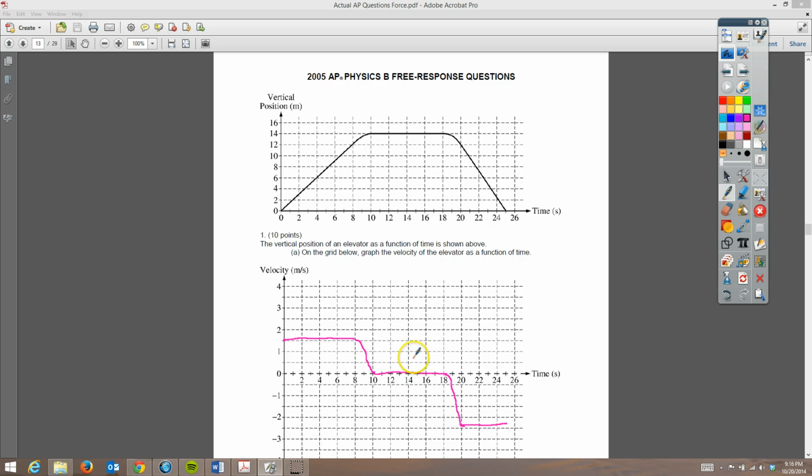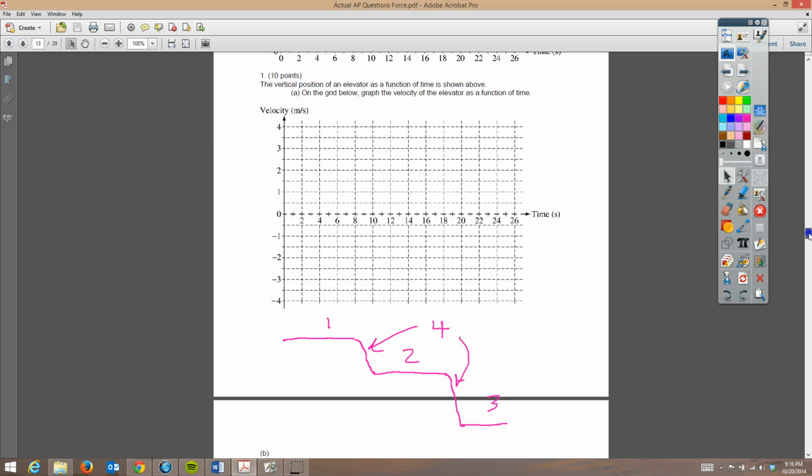You actually get 4 points for that graph as long as you have these 3 areas. So 1, 2, 3 areas. That is 3 of the points. And then you have to have the 2 parts that are accelerating, and that is the 4th point. So they want to make sure you can find those accelerations first. All right, so now that we've done that part of the problem, let's go on.